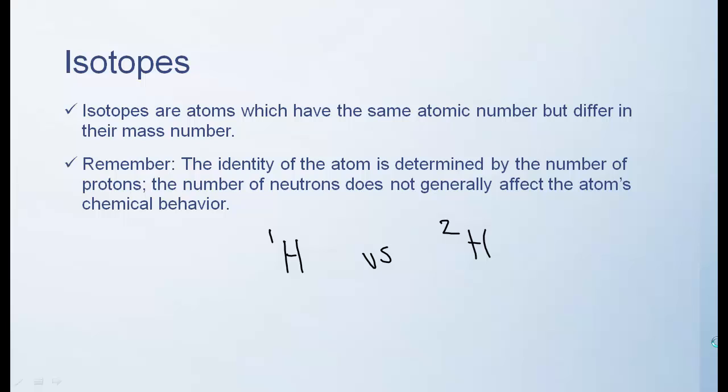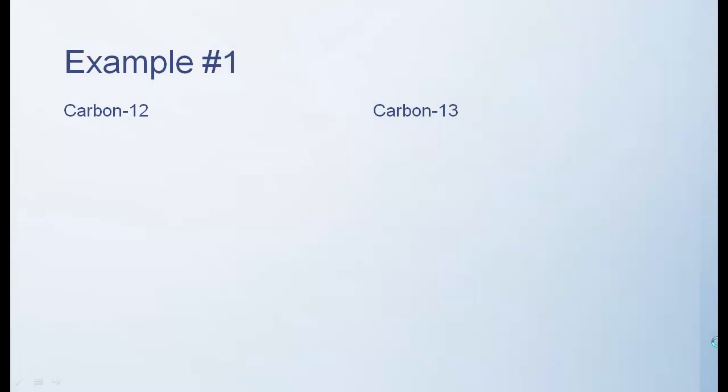Isotopes are 2 atoms such as these that have the same number of protons but differ in the number of neutrons that they have. And this is a key point to remember: the identity of the atom is not changed, it's only the mass. Alright, let's show you how this works, and let's look at 2 other isotopes. Here we have carbon-12 and carbon-13.